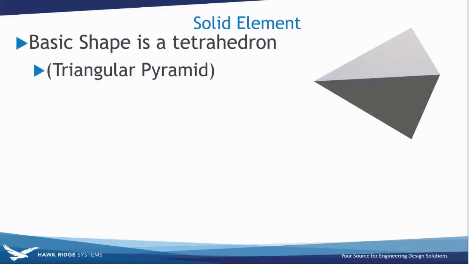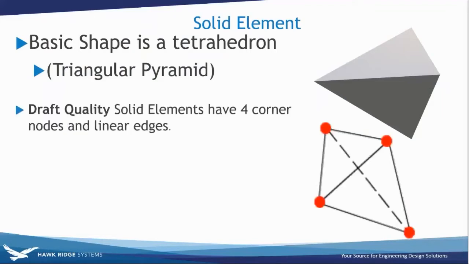So the most common element type, and the default in most cases, is what's referred to as a solid element. So solid elements are defined as tetrahedrons or triangular pyramids. Draft quality solid elements have 4 corner nodes, linear edges, and planar faces. Each node has 3 degrees of translational freedom, but the edges and faces have to remain linear and planar.